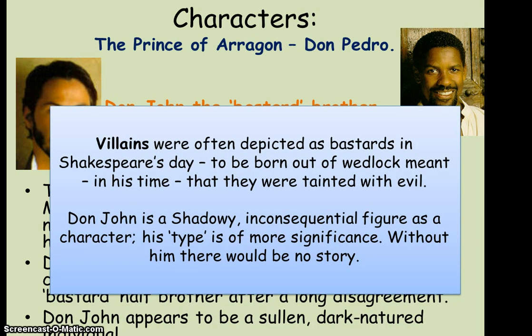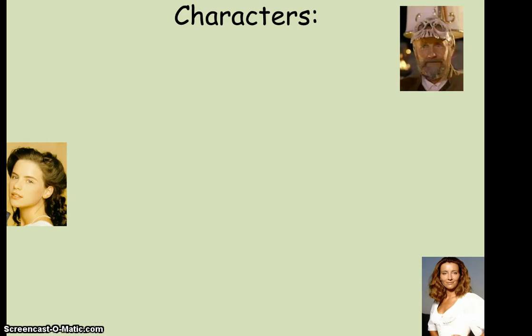Villains were often depicted as bastards in Shakespeare's day. This means to be born out of wedlock, which in modern times is not a big deal at all. But at that time, it was seen as being tainted with evil. So Don John is this shadowy, inconsequential figure who is the villain. He's a type rather than being anyone of importance. But without him, there is no story. He's essential to the plot.